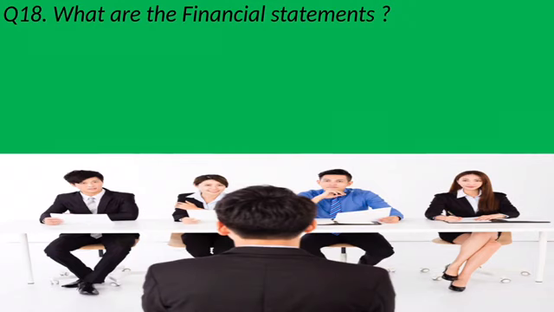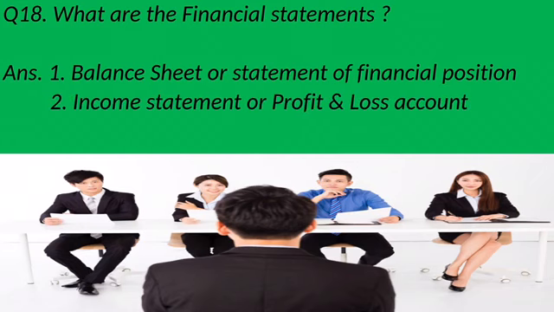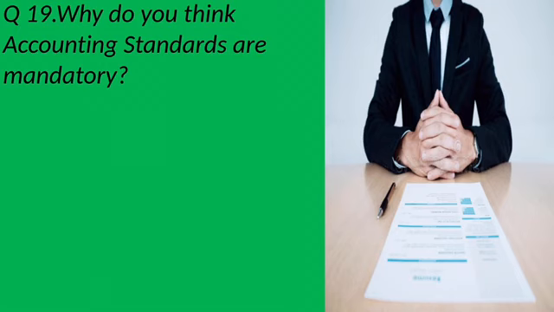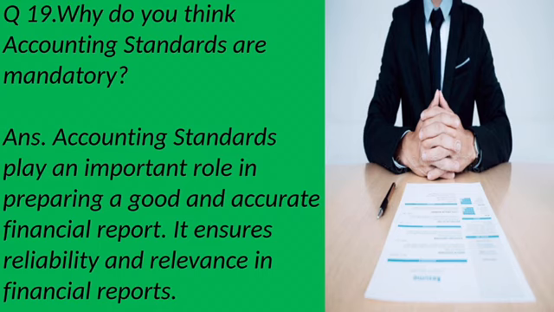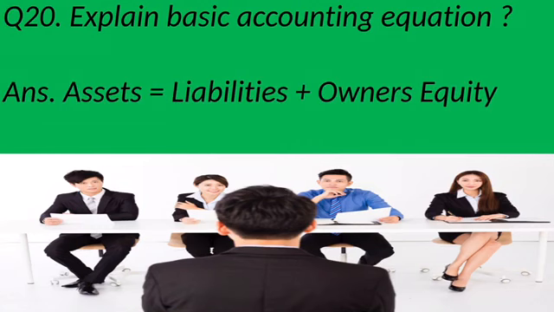What are the financial statements? Balance sheet or statement of financial position. Income statement or profit and loss account. Cash flow statement. Why do you think accounting standards are mandatory? Accounting standards play an important role in preparing a good and accurate financial report. It ensures reliability and relevance in financial reports. Explain the basic accounting equation. Assets are equal to liabilities plus owner's equity.